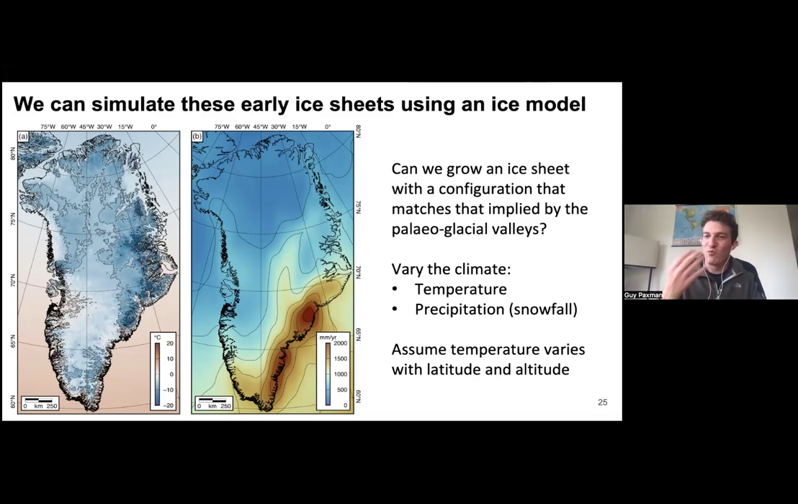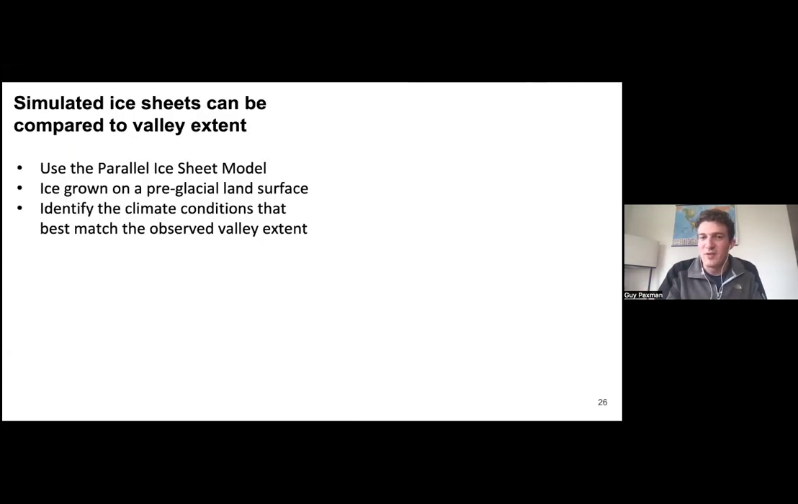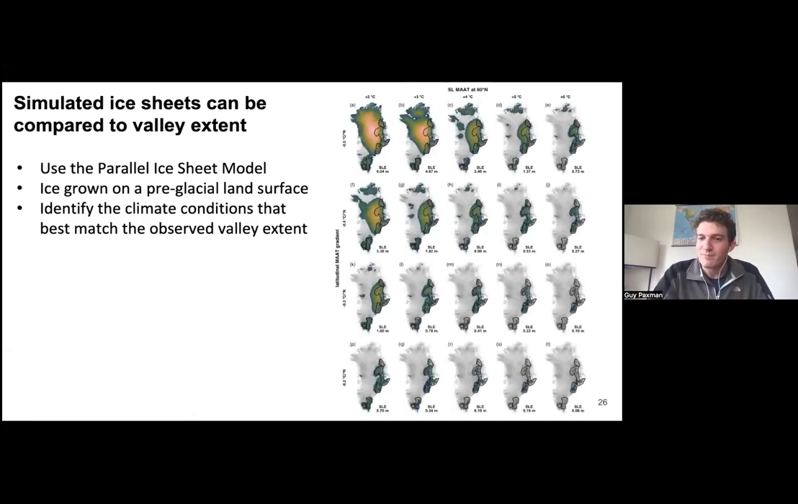We just think about what conditions could be capable, if any, of forming an ice mass of the scale you would need to form these features that we see. So to do this, like I say, we use the parallel ice sheet model and we grow ice on a pre-glacial land surface, beginning with no ice and starting from scratch, essentially. And we want to try to identify whether we can find any climate conditions that do match or don't match the observed valley extent you see from the geomorphology.